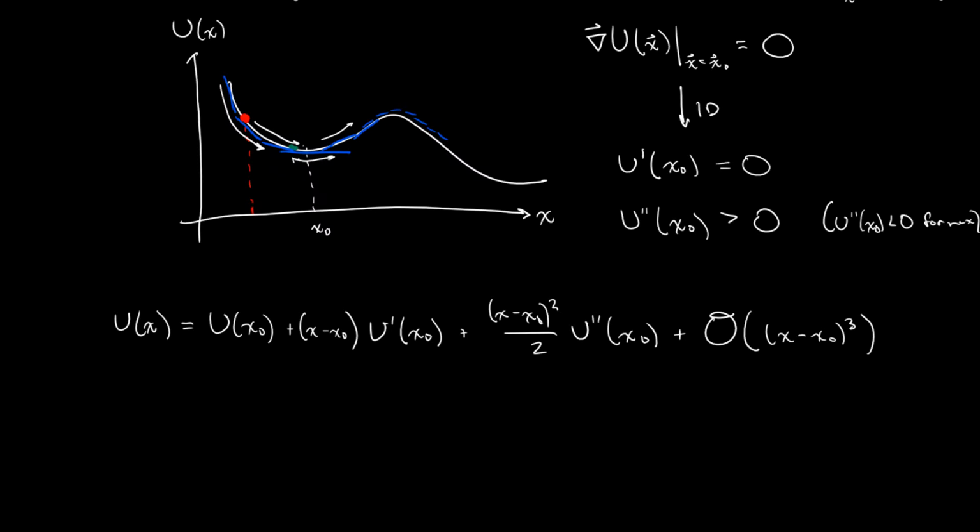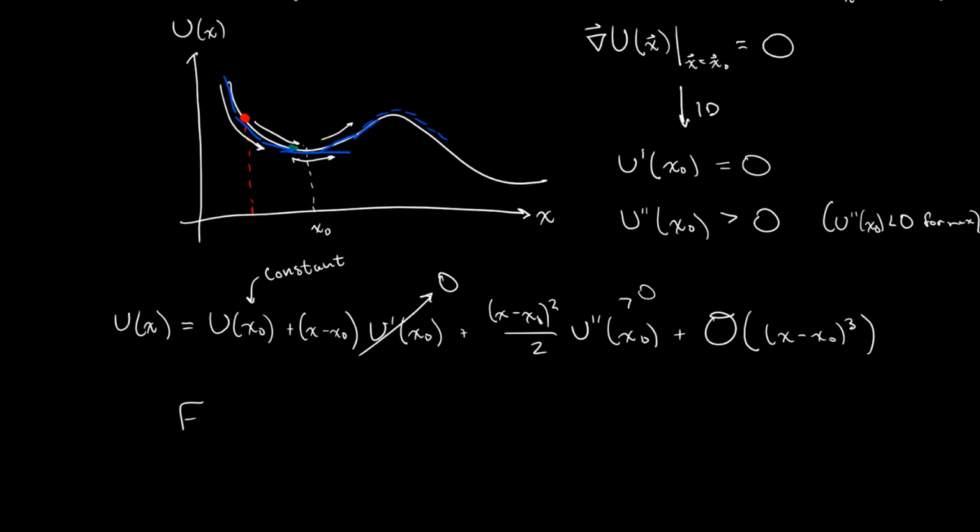Well, we know immediately that this term vanishes, right? Just by the definition of the minimum, the first derivative vanishes. We know that this is greater than zero. And we also know that this first term is a constant. So this is just a number, right? So if I want to find the force which is acting on the object, I just have to take the derivative with respect to x.